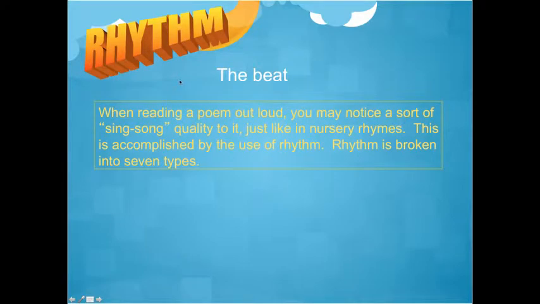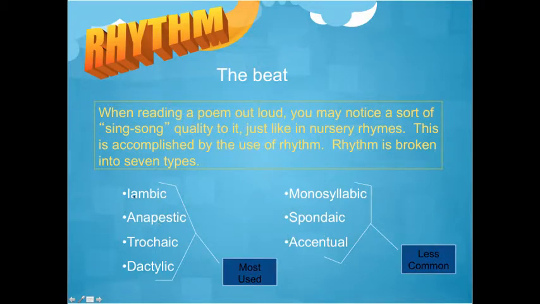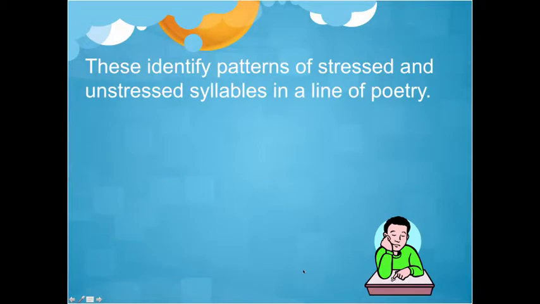Rhythm. Rhythm is the beat. When reading a poem out loud, you may notice a sort of sing-song quality to it, just like in nursery rhymes. This is accomplished by the use of rhythm. Rhythm is broken into 7 types. There's iambic, anapestic, trochaic, dactylic, monosyllabic, spondaic, and accentual. Iambic, anapestic, trochaic, and dactylic are mostly used, while the others are less common.